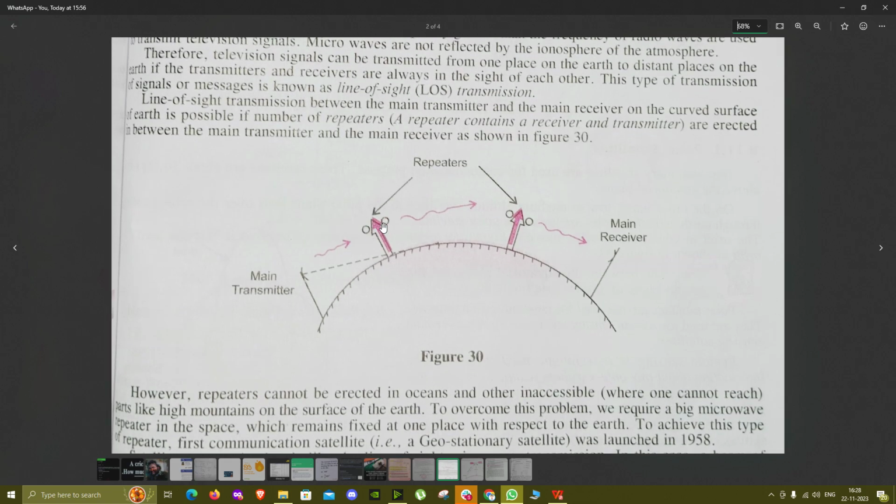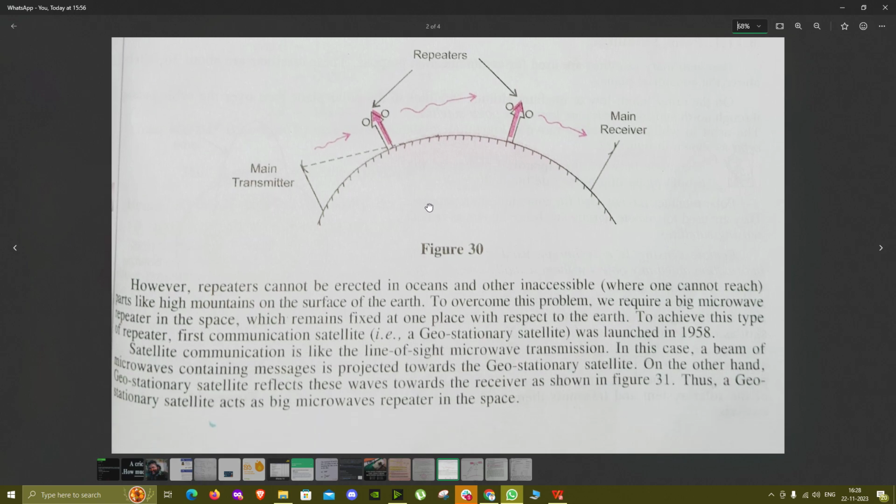Instead of erecting a repeater in the ocean, which is not always possible, or in places like the Himalaya mountains, you will make a microwave repeater in space, so that there will be direct line of sight transmission. To achieve this type of repeater, the first communication satellite, a geostationary satellite, was launched in 1958.